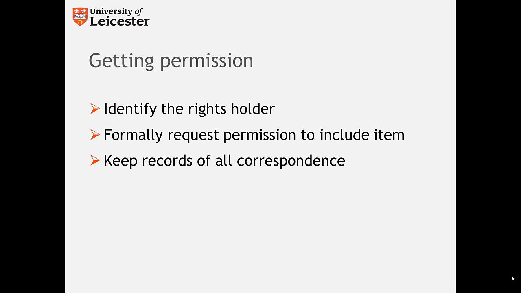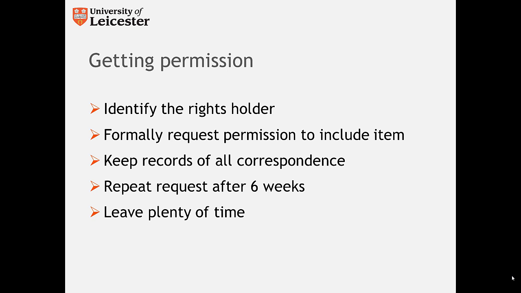Make sure you keep records of all correspondence. For your own records, retain copies for at least 5 years after you graduate in case you need to refer to them again. Repeat your request after 6 weeks if you haven't heard anything. Bearing this in mind, you should leave plenty of time to get all permissions. Make sure you start early. At the point that you realise you need it is probably the best time to ask. It can be a lengthy process.